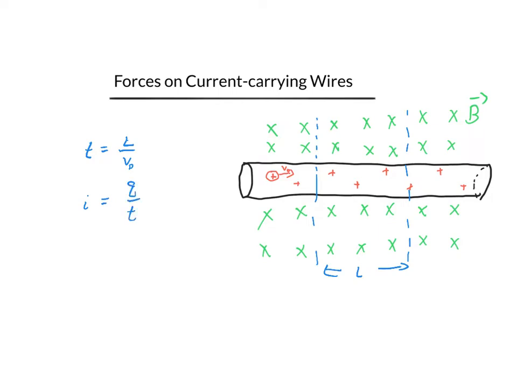And I can rearrange the initial magnetic force equation I had, where the magnetic force equals QV cross B, by making a couple of substitutions. So instead of Q, I'm going to substitute in I times T. So my magnetic force is current times time times V cross B. Next substitution is I'm just going to replace my time T with L over the drift speed.